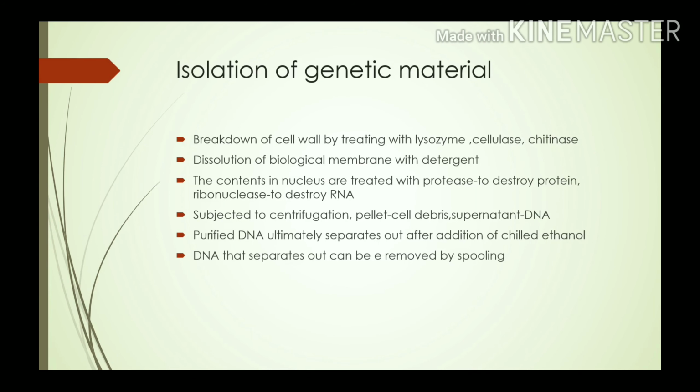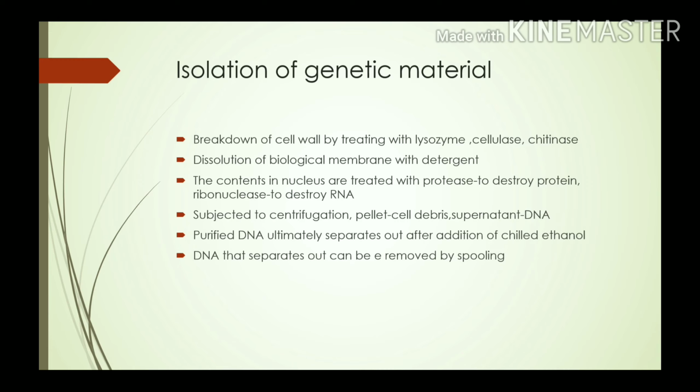Isolation of genetic material. Breakdown of cell wall by treating with lysozyme, cellulase, and chitinase. Lysozyme is the enzyme isolated from bacteria, cellulase is isolated from plant cell, and chitinase is isolated from fungi. Next, dissolution of biological membrane with detergent, nothing but detergent lysis. Then the contents in the nucleus are treated with protease to destroy protein and ribonuclease to destroy RNA. In the nucleus, along with the DNA there will be other substances like RNA and proteins, so to destroy protein we use proteases, and to destroy RNA we use ribonuclease.